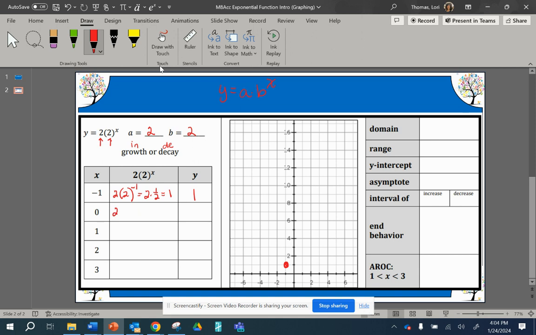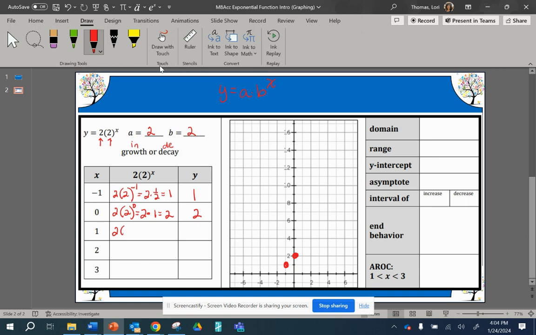Now we're going to plug in 0 for our exponent. So we're going to plug in 0 for x. So we have our a value 2 times 2 to the 0 is 1. Anything raised to the 0 power is 1. And 2 times 1 is 2. So we have 0, comma 2. So that's our y-intercept, 0, comma 2.